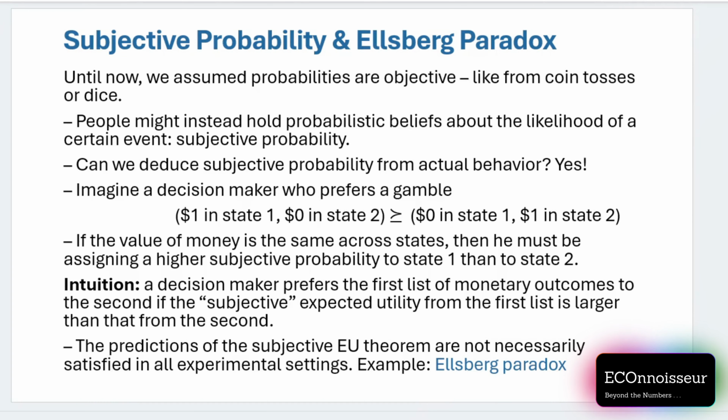Imagine a decision maker who prefers a gamble of $1 in state 1 and $0 in state 2 to $0 in state 1 and $1 in state 2. If the value of money is the same across states, then he must be assigning a higher subjective probability to state 1 than to state 2. A decision maker prefers the first list of monetary outcomes to the second if the subjective expected utility from the first list is larger than that from the second.